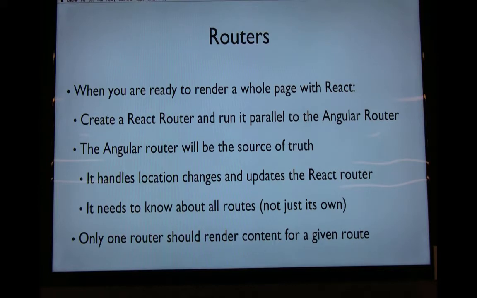So you've got both routers, and you can have the React router rendering your React pages, and the Angular router rendering your Angular pages, and you've got a fully React page that's not rendering with any Angular. So the Angular router is going to need to know about all of the routes because you only want to render content from one router at any given time. The Angular router needs to know, am I on a React page? If so, render nothing. And the React router can just render nothing if it doesn't recognize the page.